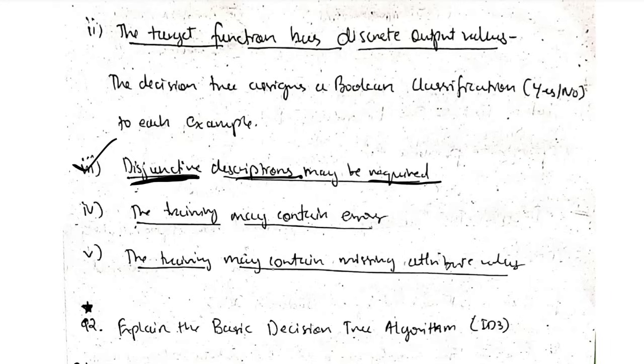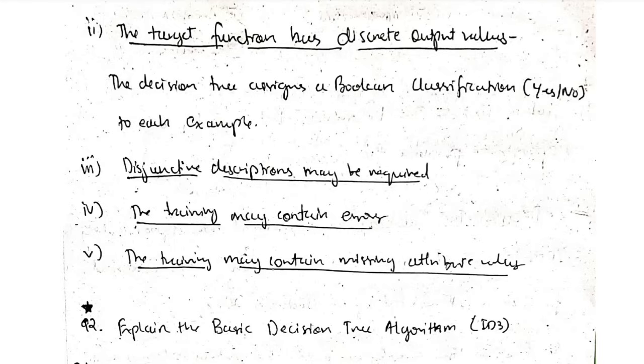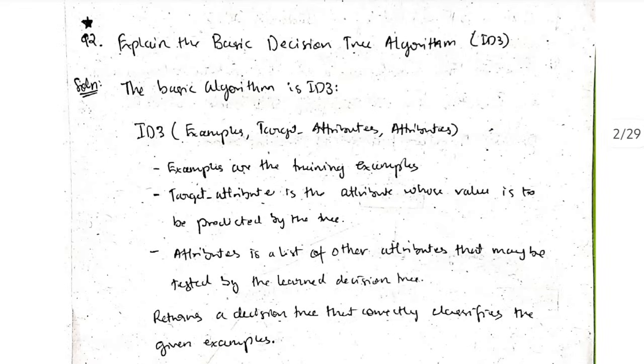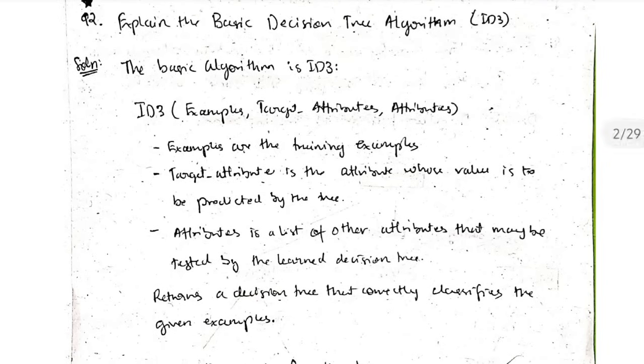That is a disadvantage. The training data may contain errors. The training data may contain missing attribute values. These are the five problems, the problems with the approaches in decision tree learning. Next we have the basic decision tree algorithm. This algorithm will make more sense to you after we discuss the example, and I will be coming back to this.